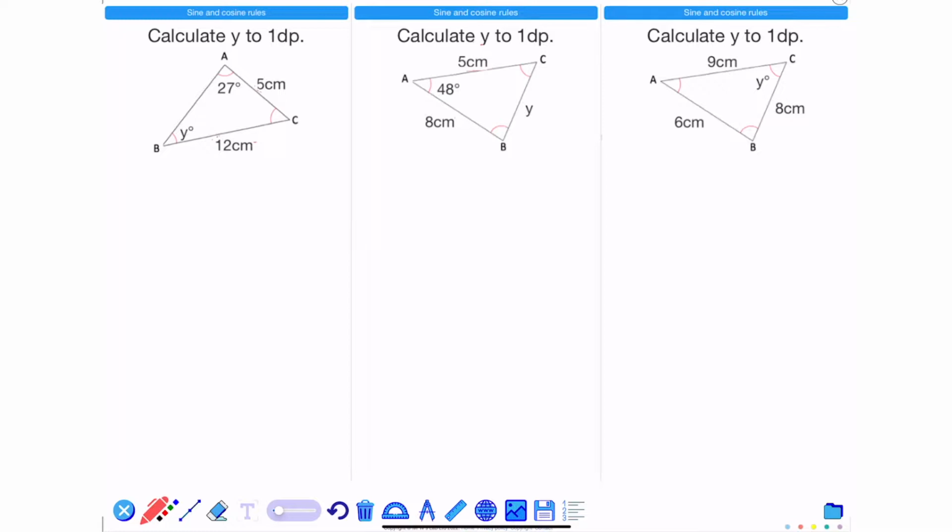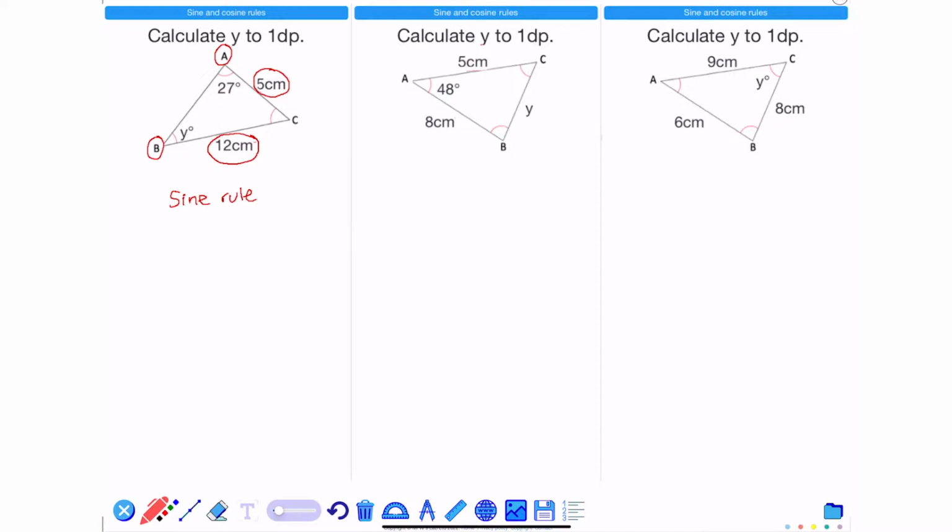Looking at my question on the left-hand side, I can see I've got angle B, the side opposite to angle B, angle A, and the side opposite to angle A. Because I've got pairs of opposites, I know for this question I'll be using the sine rule.